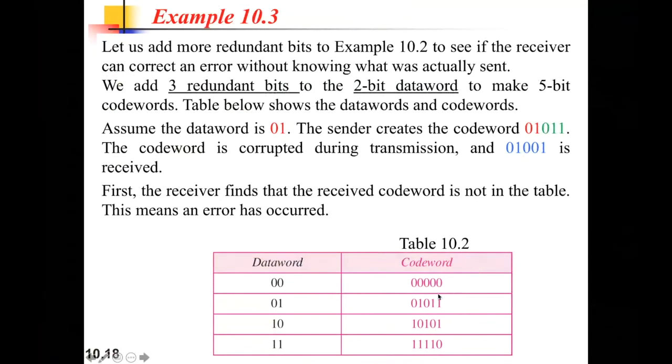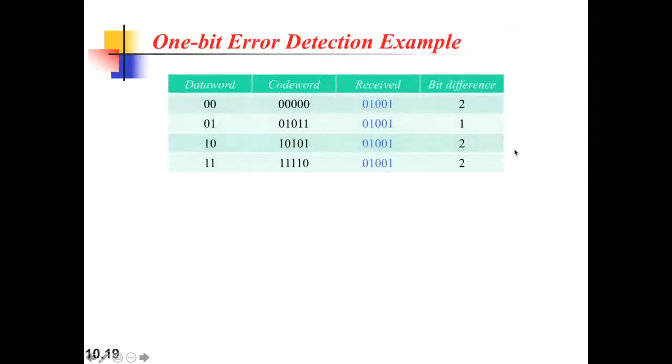0 1 0 1. Is it here? 0 1 0 1. This does not exist in the table. Okay, so what will you consider? You will consider that there is an error on the network. So what you will try to do is correct it.